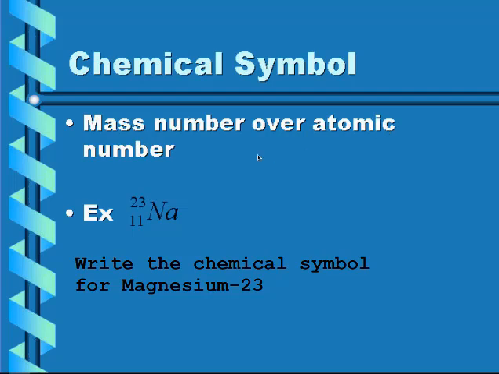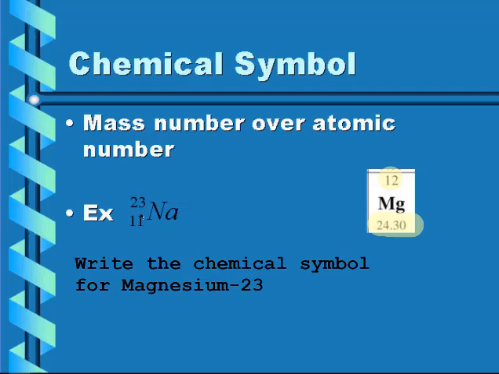When looking at a chemical symbol, the mass number is going to go over the atomic number. On the periodic table, this top number is the atomic number, and the bottom number is the average atomic mass. If a mass isn't given, then you would use the rounded mass. But sometimes they'll give you the mass on top of a chemical symbol, and sometimes, like this, they'll say magnesium-23. That 23 is the mass.